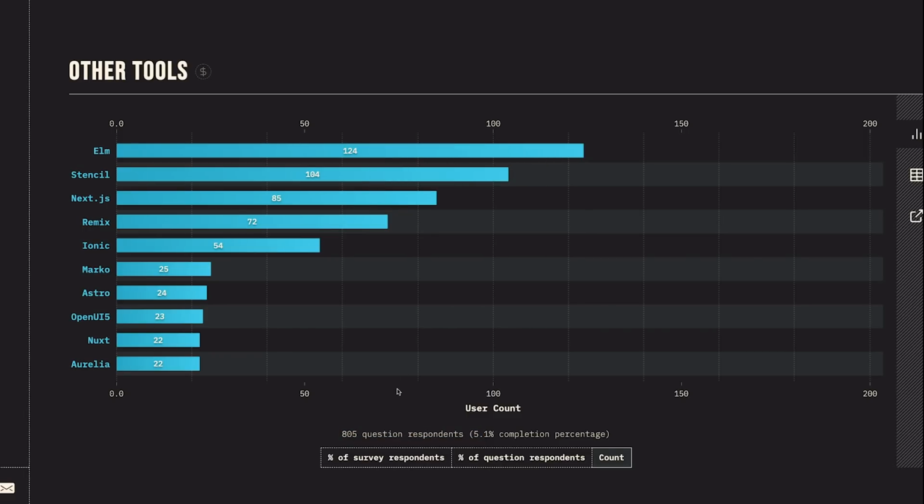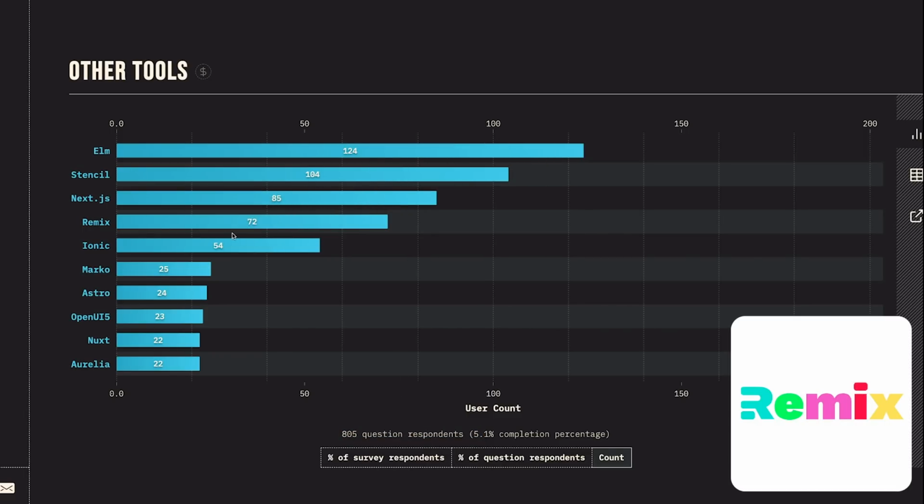But you can see a couple of interesting things happening over here. The first one obviously is that Remix is right below Next.js, and Remix is a framework which is extremely new. It has been a work in progress for a while, and it comes from the creators of React Router, but you can see that Remix is just below Next.js.